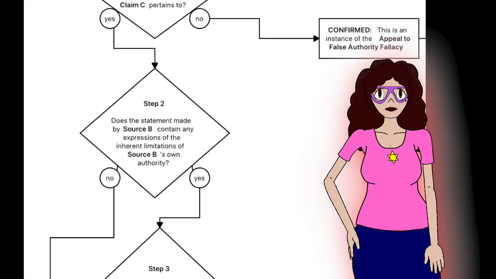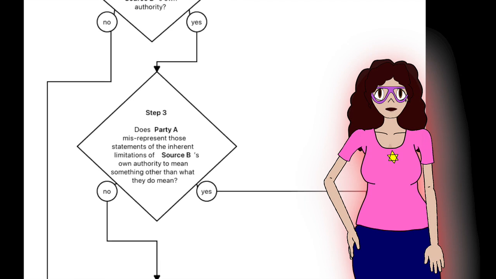In step 2 we ask, does the statement made by Source B contain any expressions of the inherent limitations of Source B's own authority? For example, if the statement includes the usual disclaimer of how scientists do not know anything for sure, but merely are able to come up with whatever theory best explains the known facts, that would be an example of the kind of expression that I am talking about here. If the answer is no, then we can skip ahead to step 4, but if it is yes, we first have to go to step 3.